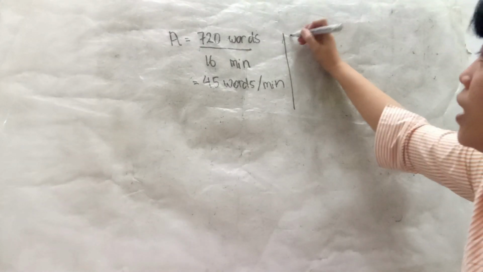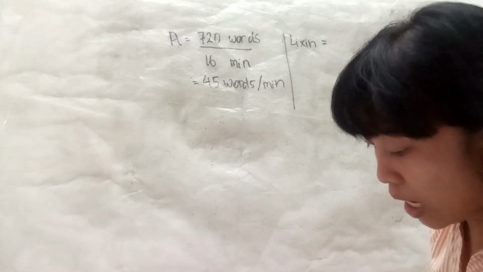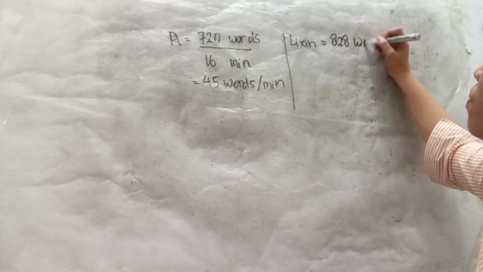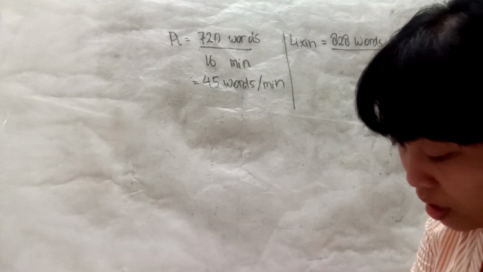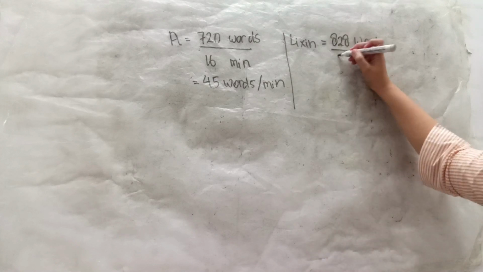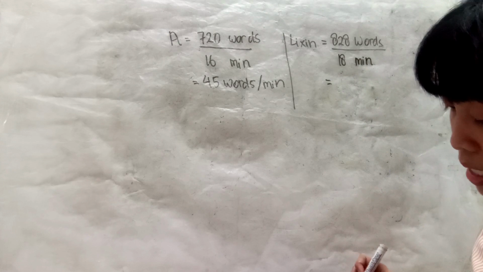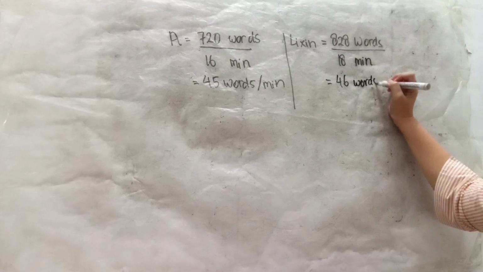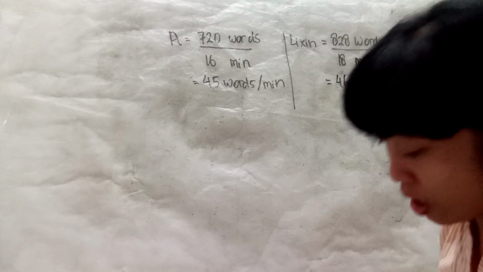Next, we go to Lixin. Lixin, she can type 828 words per 18 minutes. Or Lixin can type 46 words per minute. So 1 word more.